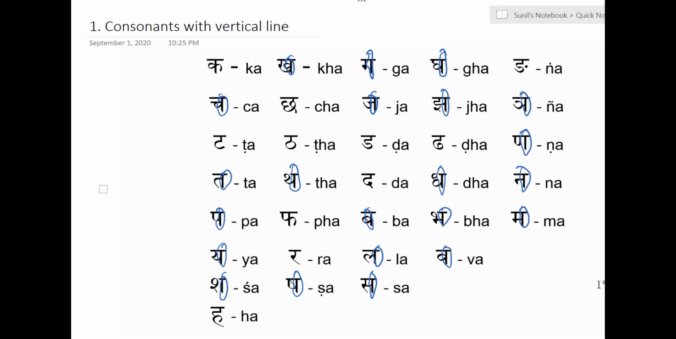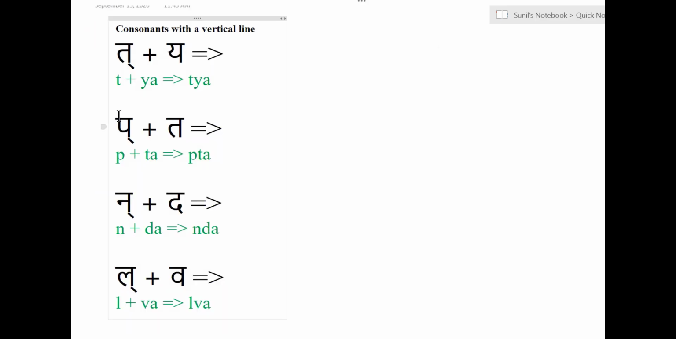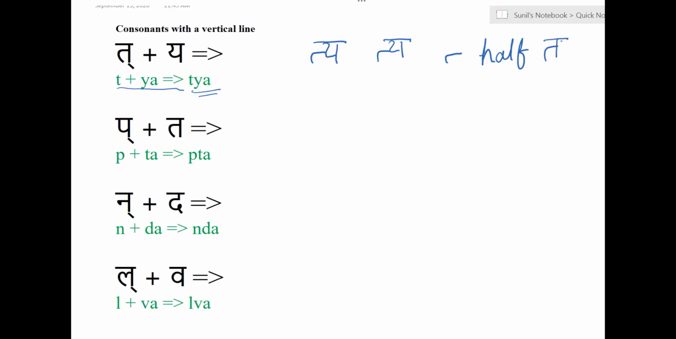When these consonants are joined with the other consonants, this vertical line is dropped. Let's take some examples. So here you have tha that joins with ya. To write thya, you write tha because it's going to join with ya. So you drop this vertical line and write ya. This is thya. A consonant without a vertical line is called half consonant. So this is called half tha.